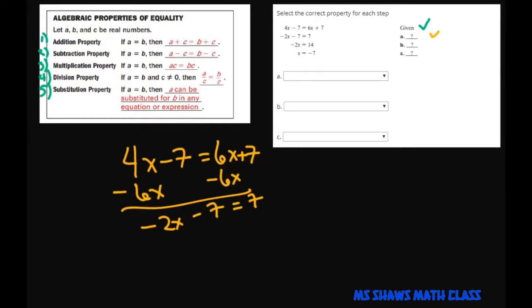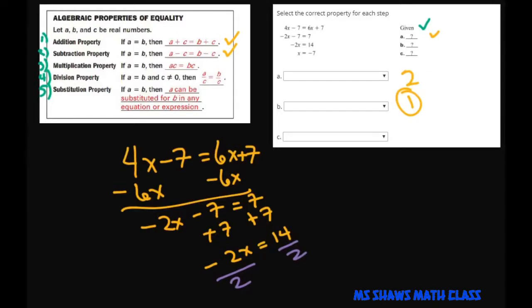So that's what I did. I subtracted, so that's number 2. And then what I did is I added 7 to both sides to give me negative 2x equals 14. And so that's the addition property, which is number 1. And then I divided both sides by negative 2, and I got x equals negative 7. I divide by negative 2. That's your division property, which is number 4.